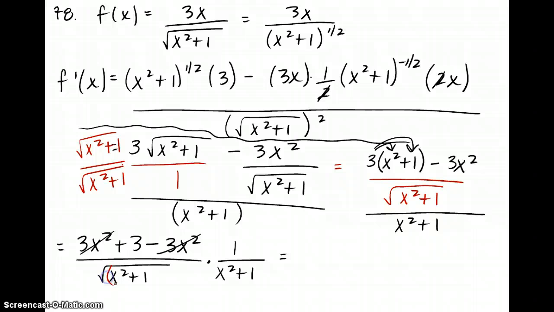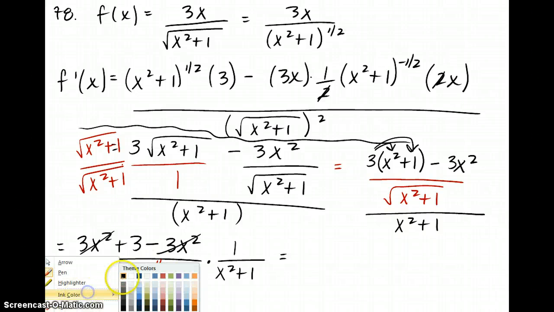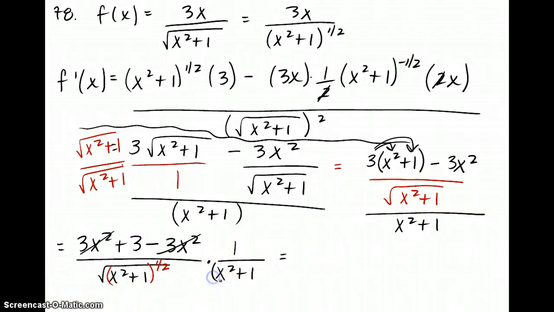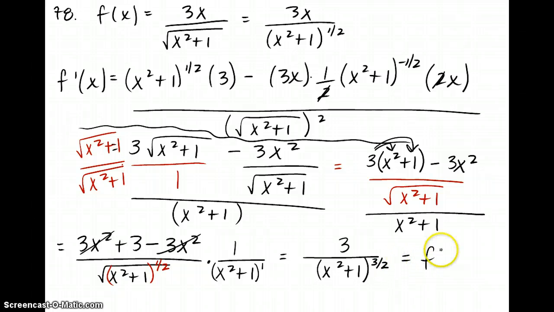If we rewrite this as to the 1/2 power, now in the denominator, notice that you have like bases. So my numerator simplifies to 3. When you're multiplying like bases, add the exponents together. So the denominator would become x squared plus 1 to the 3/2 power. And that would be your derivative.